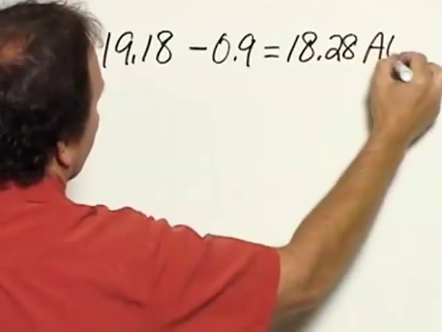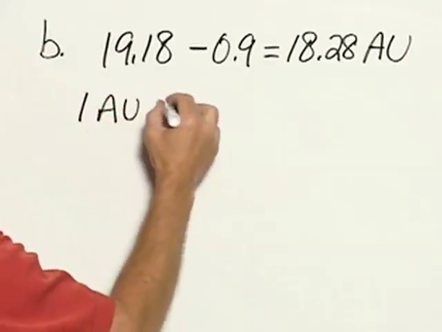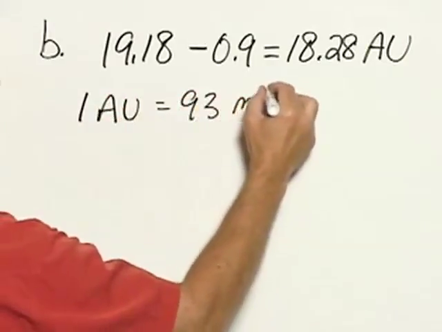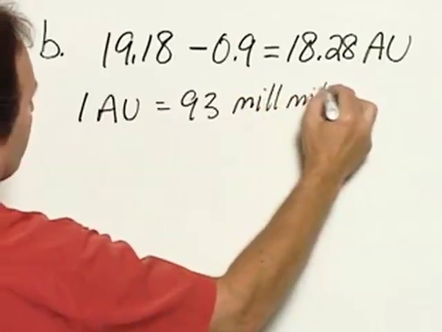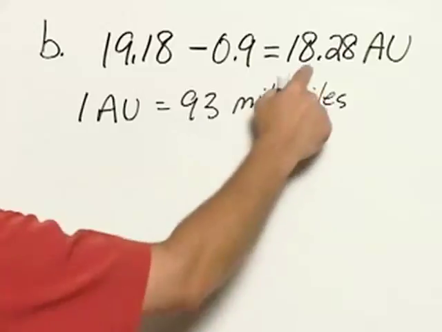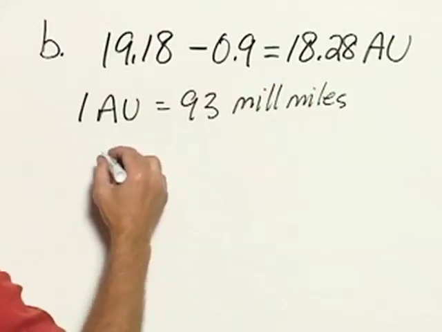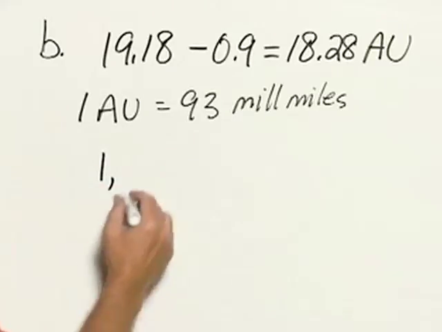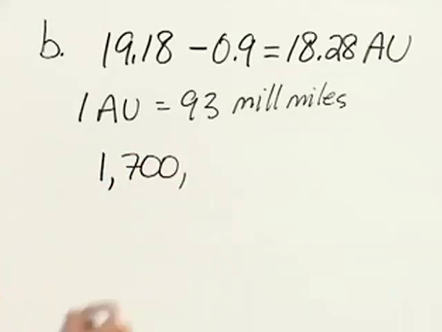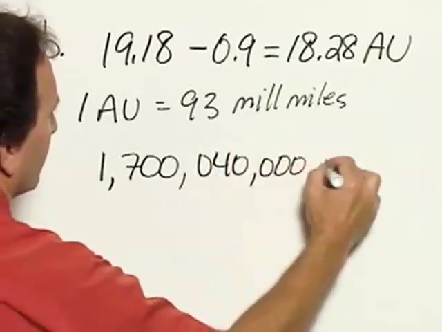18.28 astronomical units. But remember, 1 astronomical unit is 93 million miles. So therefore, if we were to multiply 93 million times the 18.28, that works out to approximately 1,700,040,000 miles.